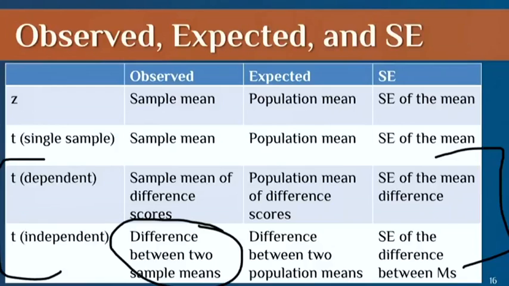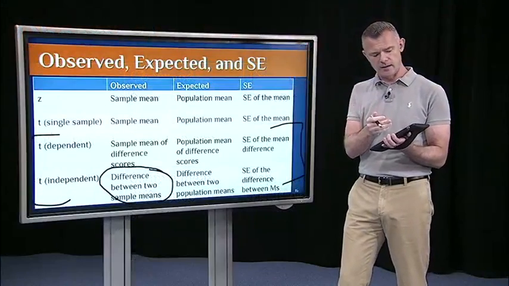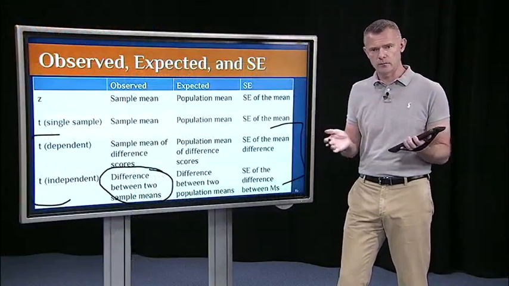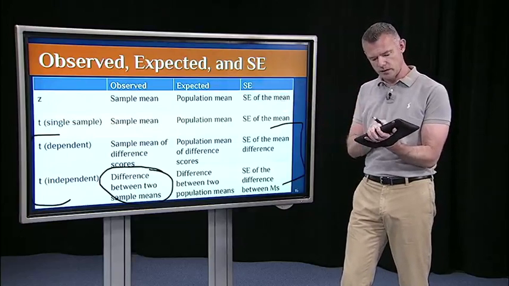So the difference is in the dependent case, we're getting difference scores at the level of an individual. And in the independent case, we can only get differences at the level of a group. It's just handy to keep that in mind as we go through the math in the next two segments.